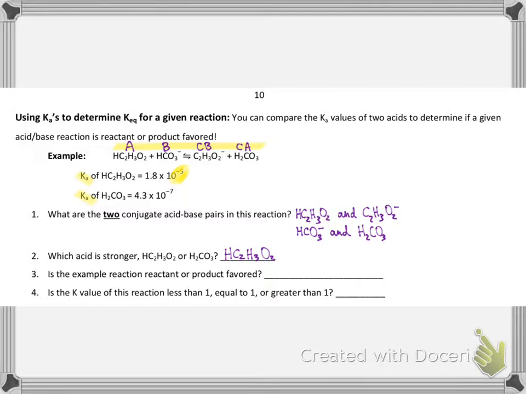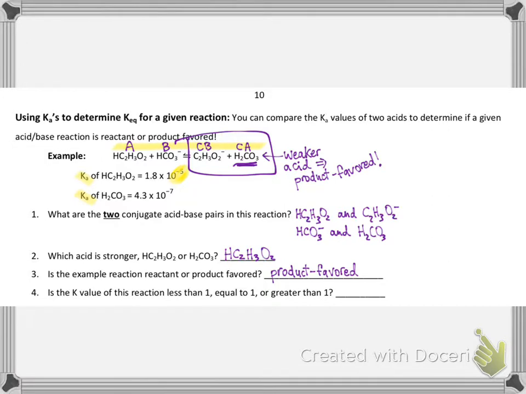So now, if we want to know if this example reaction is reactant or product favored, well, remember, it favors the weak. It's like the opposite of evolution. So if acetic acid is stronger, that means your carbonic acid, H2CO3, must be weaker. And since this one is weaker, it must be product favored. And once you know it's product favored, then it's easy to tell the K value must be greater than 1. And that's about as complicated as it's going to get, at least for identifying equilibrium Bronsted-Lowry reversible reactions. So we are good to go.